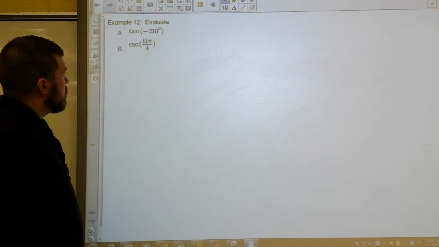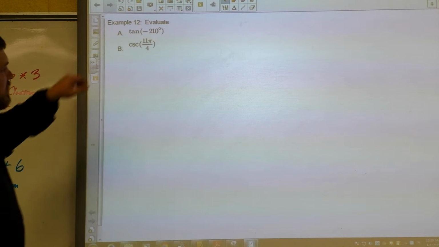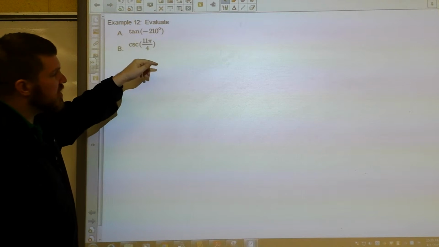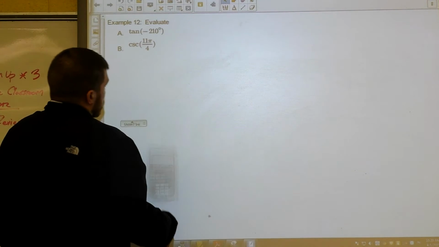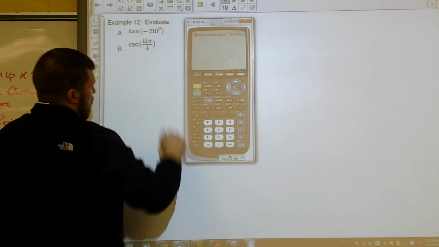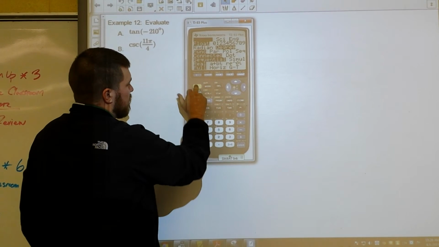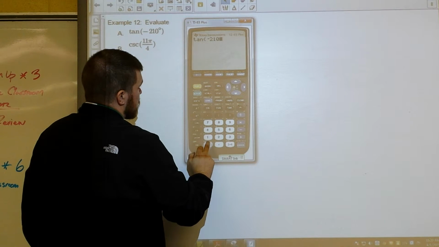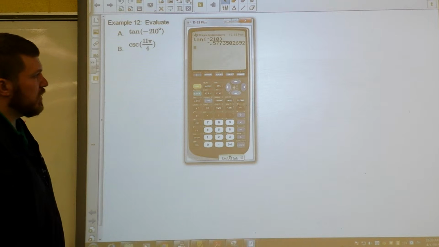Now I want to evaluate each of these angles. When it says evaluate, we can use our calculator, no big deal. We just have to pay attention to what mode we're in. Part A, we're in degree mode. Part B, we're in radian mode. I know we're in radian mode because I see the pi sign. So let's do part A. I'm in degree mode, so the very first thing I want to do is check that I am in degree mode. I am. Make sure you are. So I'm going to say tangent of negative 210 degrees, and I get a decimal, negative 0.58.